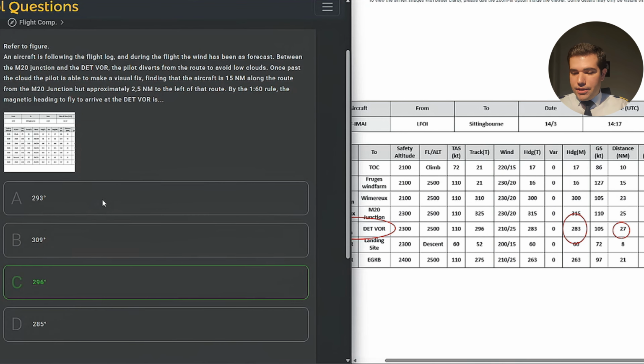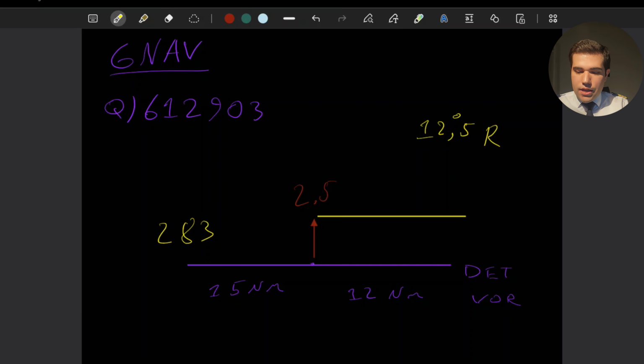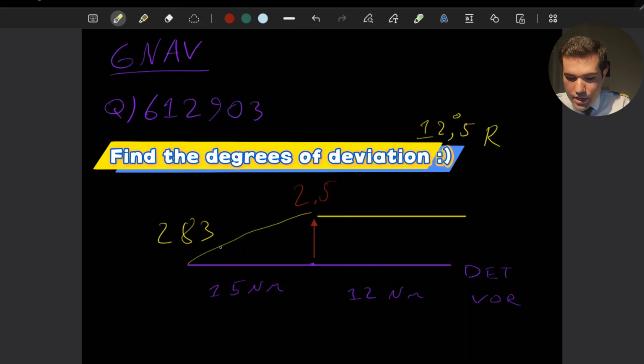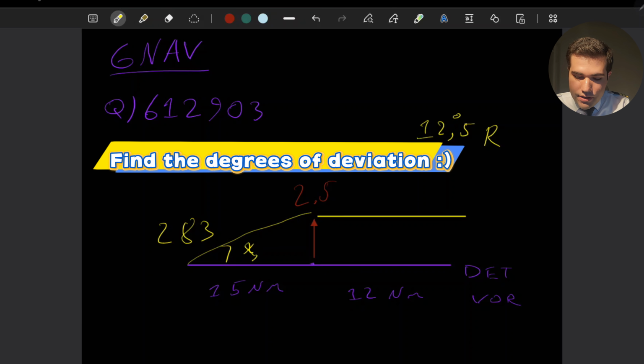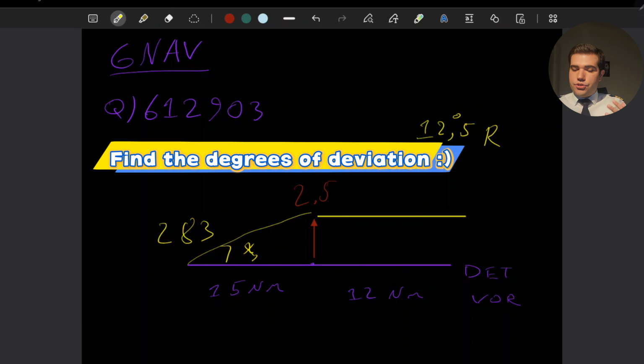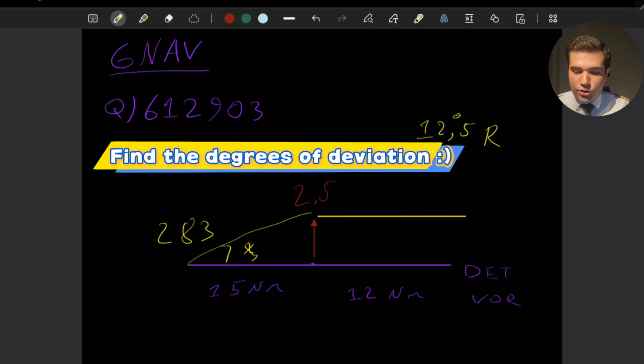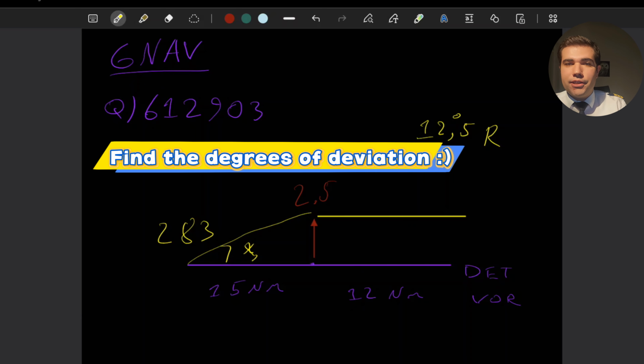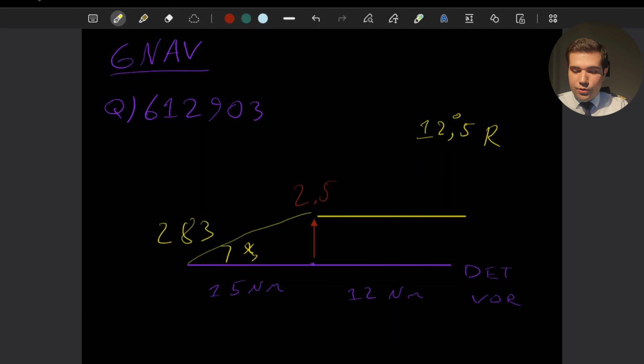So basically this question is asking about the 1 in 60 rule, and if you want to practice more, let's try to find the angle which is here, like how many degrees that we have deviated. Just try to find this and put it in the comments below, and I will try to like the correct answers over there, so you can practice with this question more if you're into it.